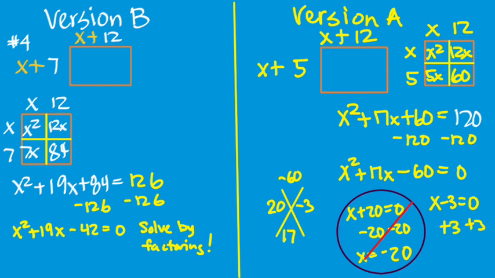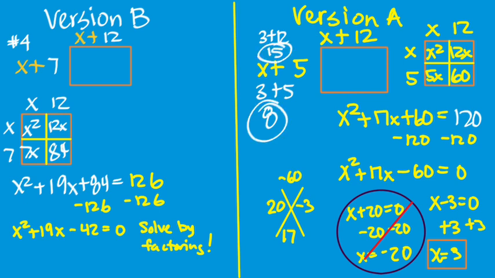But the question asks for what is the new width and the new length. So you have to substitute in that x value that you find and get the new dimensions. So the A version, it will be 8 by 15. Let's look at number 5.